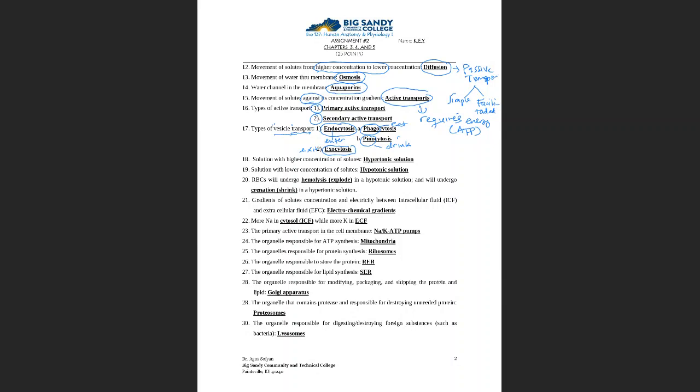Okay, so number 18 and number 19, I think we didn't really teach this in the classroom, so I'm going to show you how it looks. Let's say we have three containers. This is number 1, number 2, and number 3. Each container has water in it. In container number 1, we put a red blood cell.